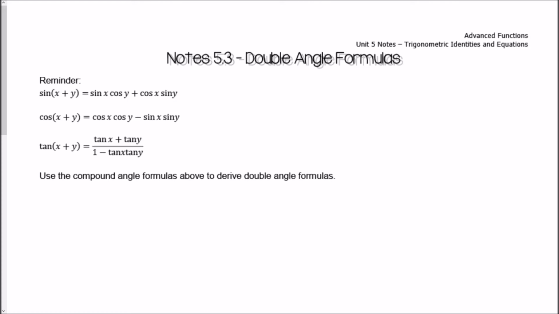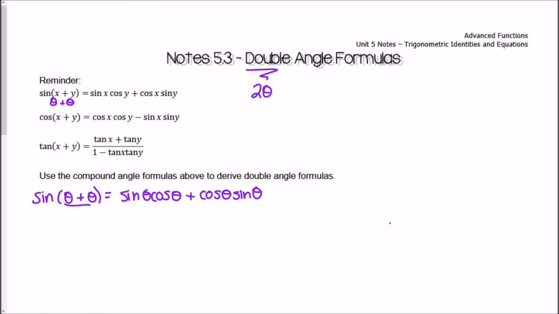If you look right here, we know that sine of x plus y is equal to sine of x times cosine of y plus cosine of x times sine of y. Now if I want a double angle, it means that I want 2 times theta as opposed to just theta. So right here, I'm going to replace x and y both with theta, which is totally allowed. So I can say that sine of theta plus theta is going to equal sine theta cosine theta plus cosine theta sine theta.